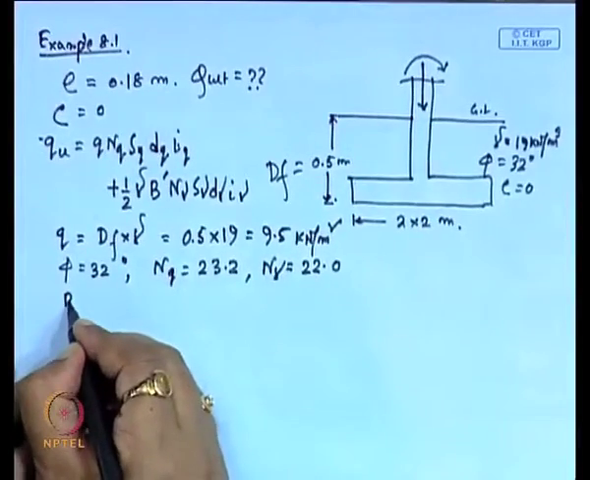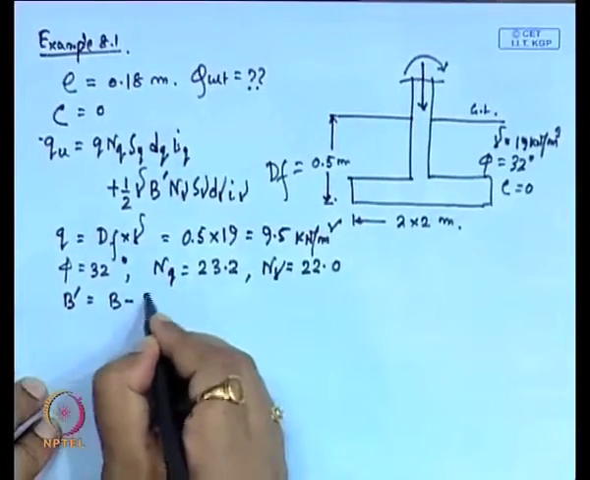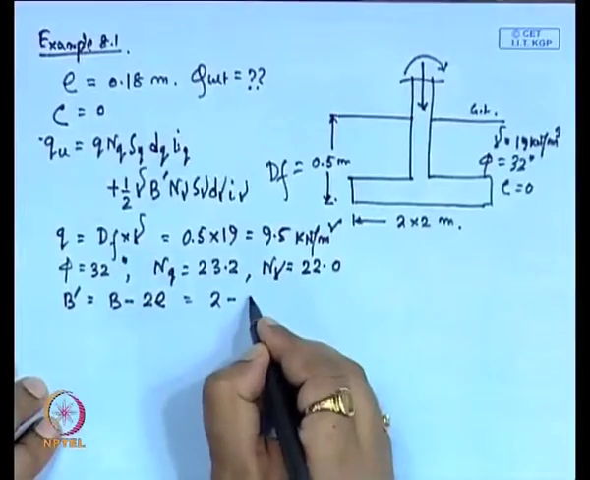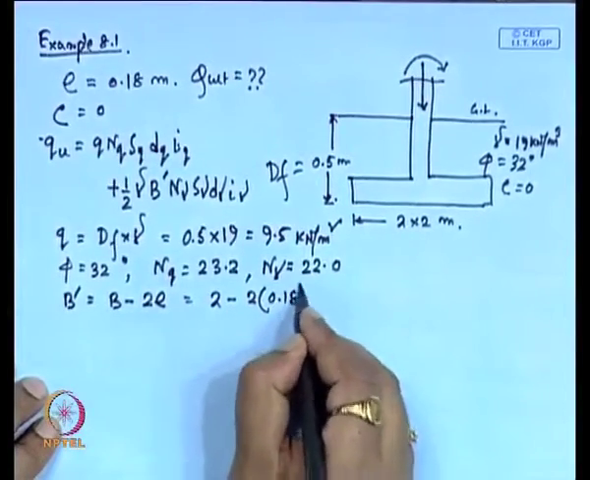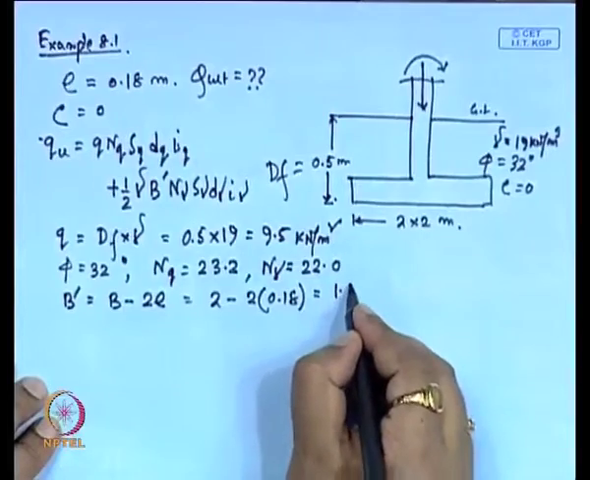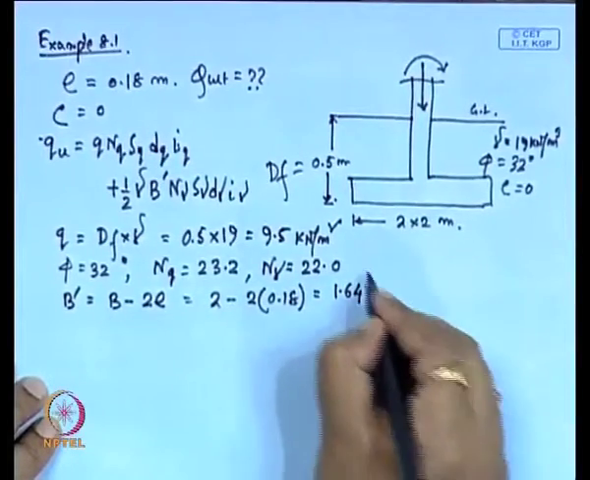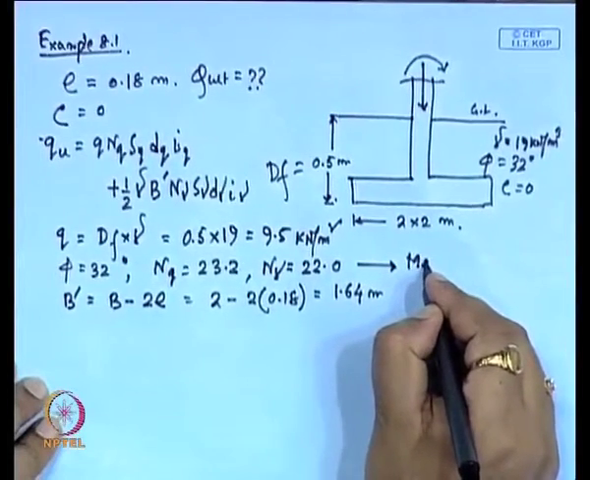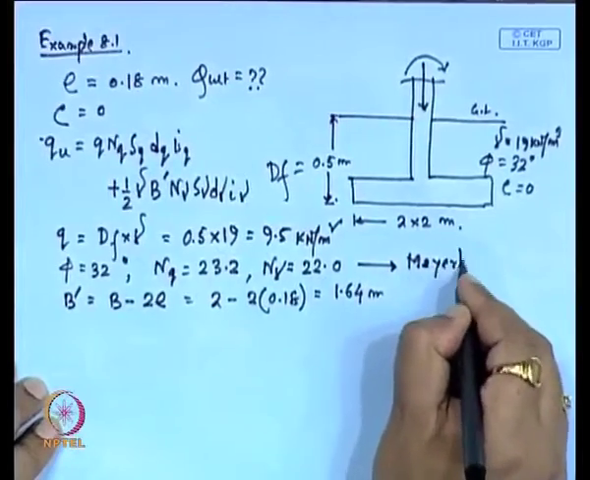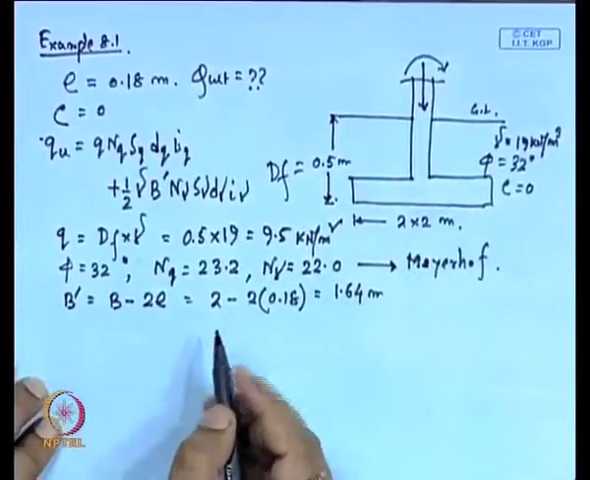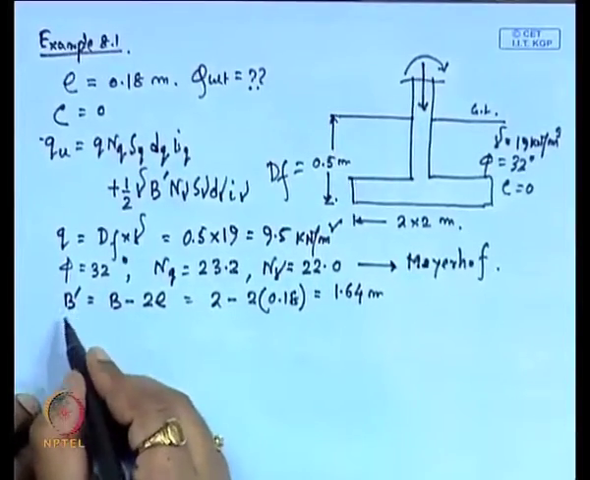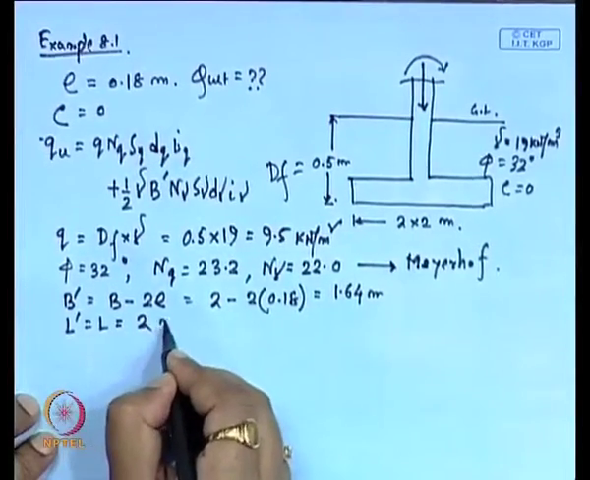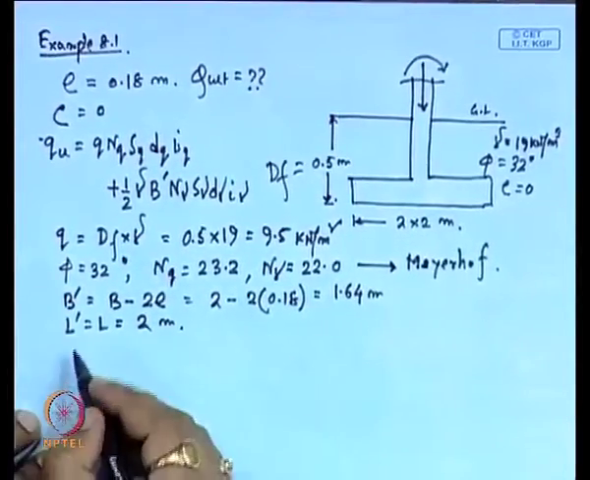Here we calculate again the B dash, which is B minus 2e. So, that is equal to 2 minus 2 into 0.18, and this value is coming 1.64 meter. So, these are the Meyerhof bearing capacity factors. Now, again by using Meyerhof, here L dash will be L, equal to 2 meter.